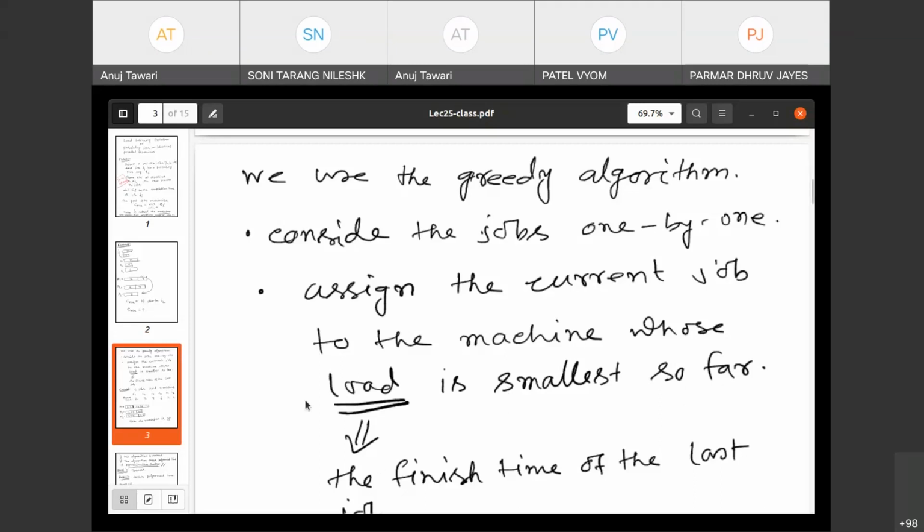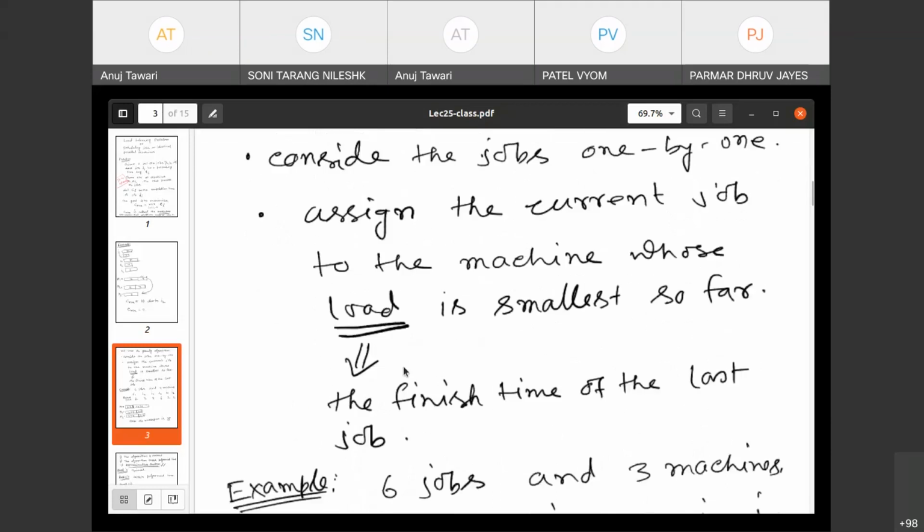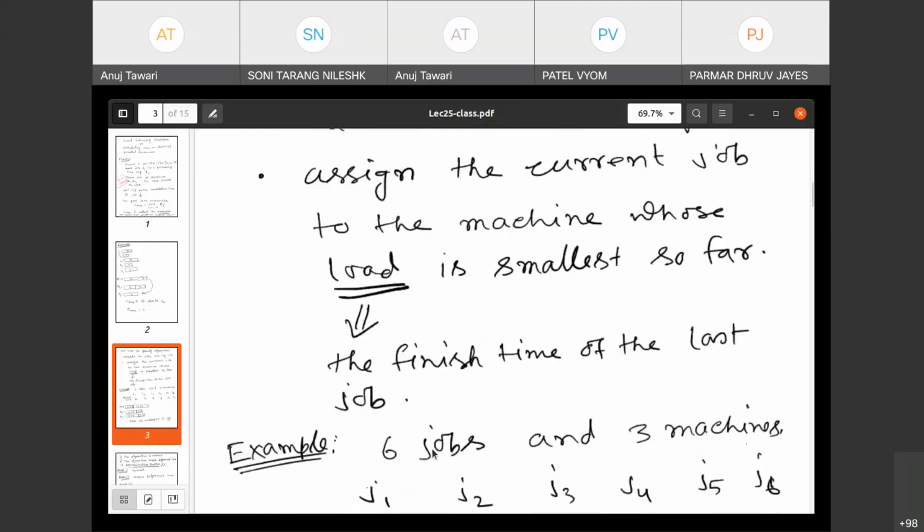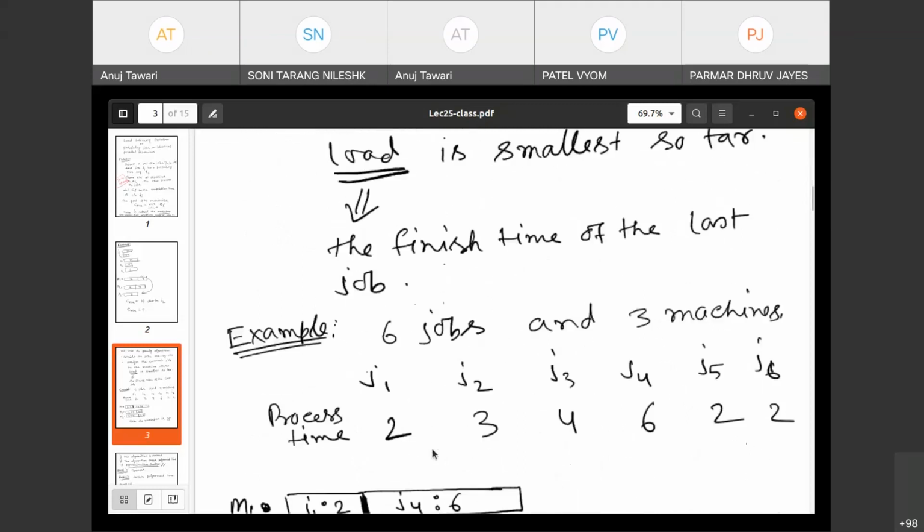So this is a more natural strategy: we assign the current job to the machine whose load is smallest so far. What do I mean by the load? It is the finish time of the last job. Okay. So let's see another example. Let's say I'm given this case: 2, 2, 2, 3, 4, 6.